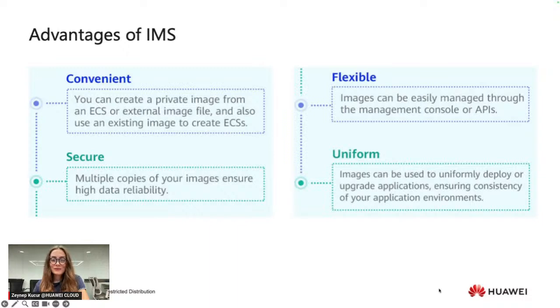And the advantages of using the Image Management Service are very significant. It's very convenient. You can create a private image from an ECS or an external file and reuse any existing image to spin up new ECS instances, just like I mentioned now. It's also quite flexible, allowing you to manage images easily through either the console or APIs. And importantly, it's secure, maintaining multiple copies of your images. It ensures high reliability. And finally, it provides uniformity, allowing you to deploy or upgrade applications consistently across different environments.